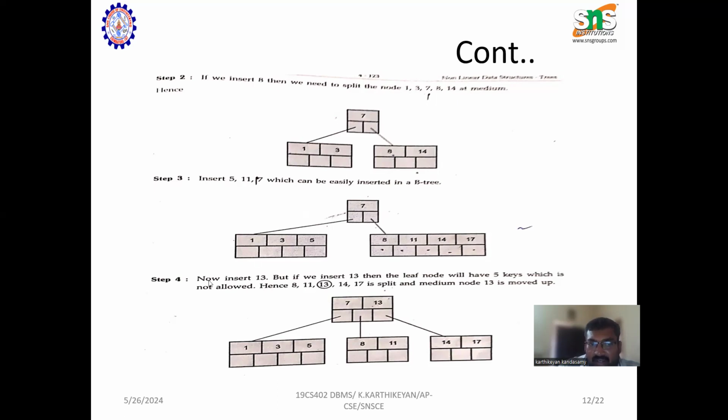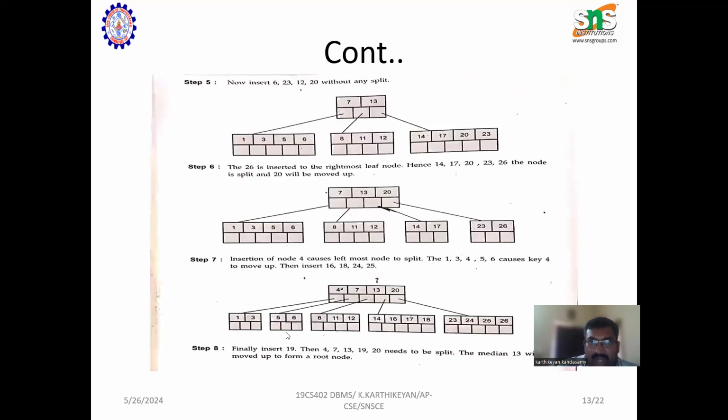Next I insert the value 13, but if we insert 13 then the leaf node will have 5 keys, so it is not allowed. First I insert here, checking the pivot element 7, it is more than 7, and 4 keys are already available. Once I insert here, the middle value 13 goes upward next to 7. So this is the answer: 7 and 13, then 1 3 5, and 8 11, and 14 and 17. Step by step you insert your values.